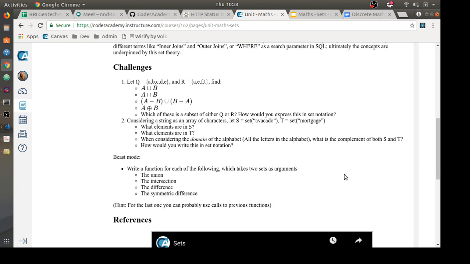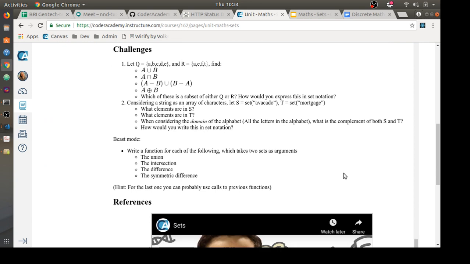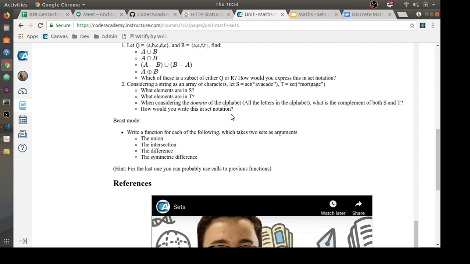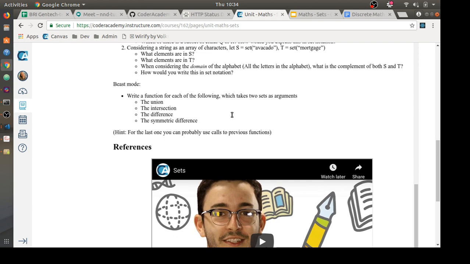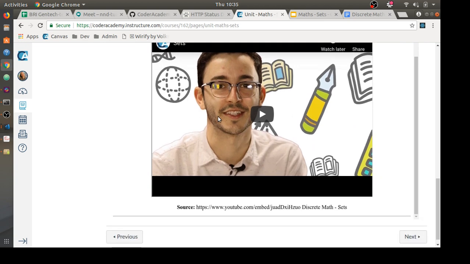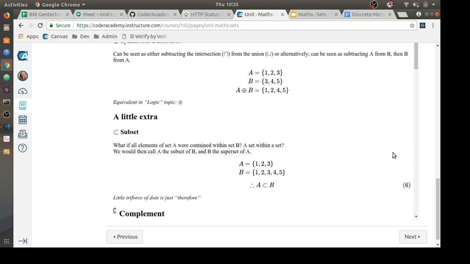So there are some challenges here in the Canvas unit that are pretty straightforward, I think. Yeah, so I think that those are pretty straightforward. And then there's an opportunity to write some code here in the challenge to write functions that return the union, intersection, difference, and symmetric difference given two sets. That's what that challenge is about. And then there's a video that you can watch if you want to. He'll explain it a different way than I did.